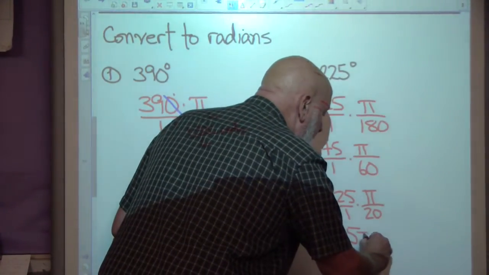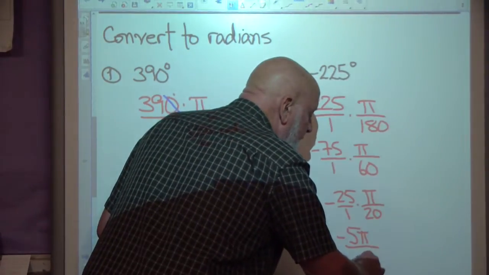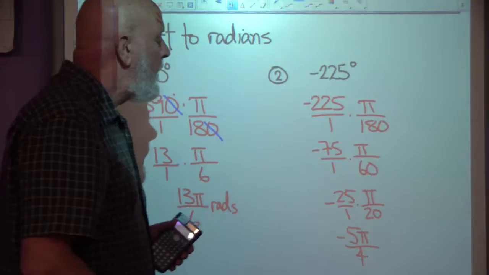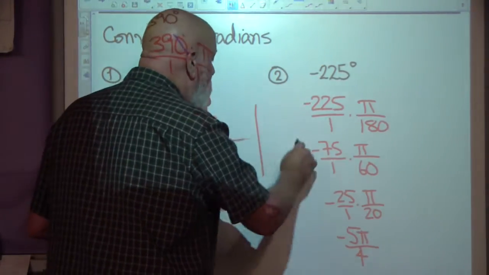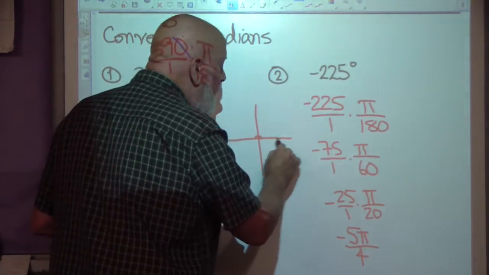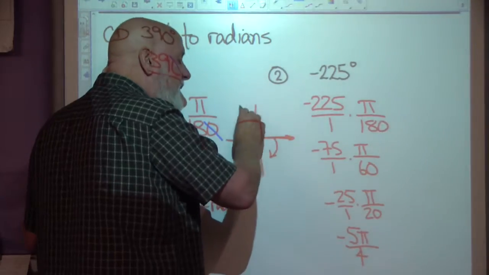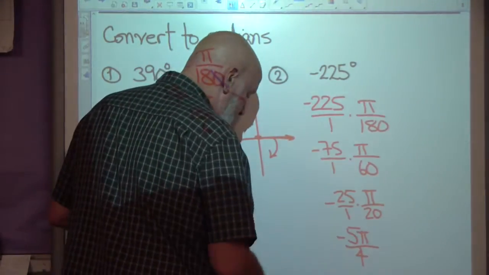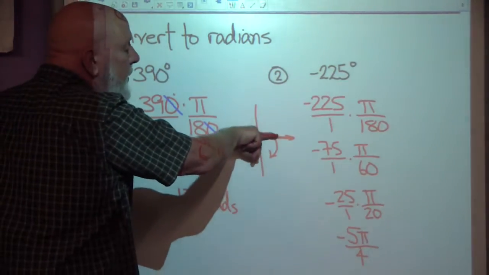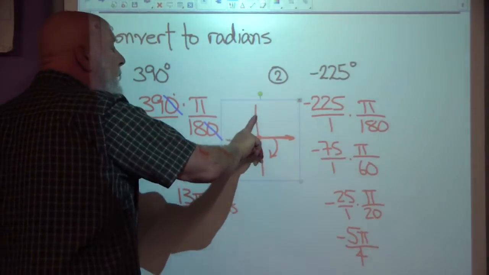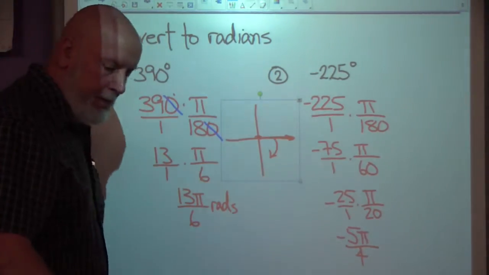And that'll be negative 5 pi over, divided that by 5 and divided that by 5, 4. 5 pi over 4, negative. And that negative, all that means is that if you're going to graph that, your initial side would be on the positive x-axis and you would rotate in this direction instead of this direction if I asked you to graph this angle of rotation. Negative is this direction, positive, we're rotating that direction. But for today, we're just converting to radians.